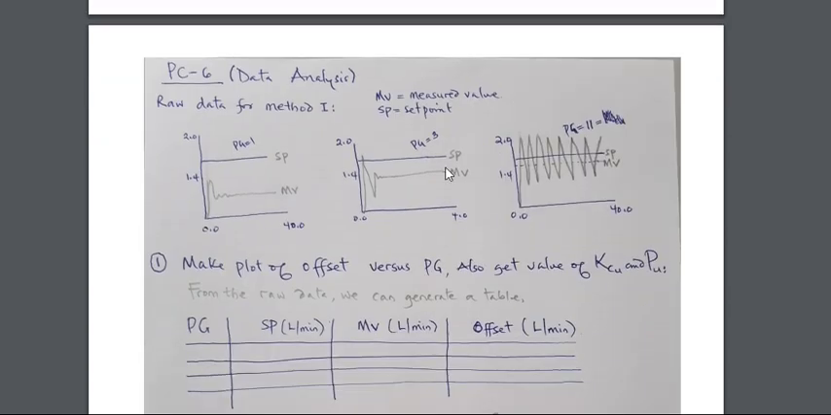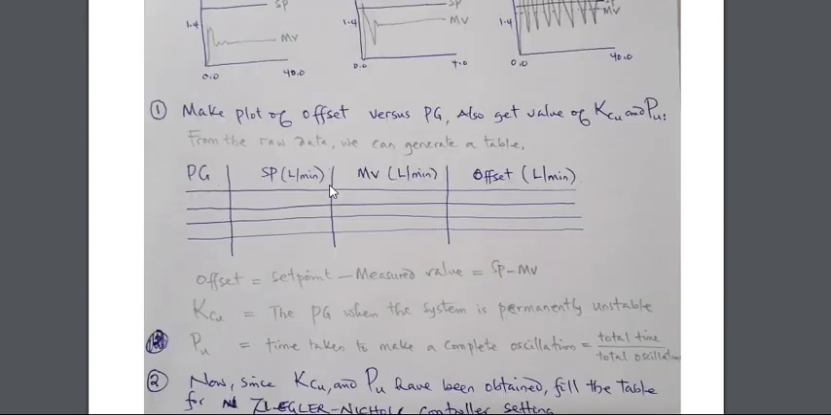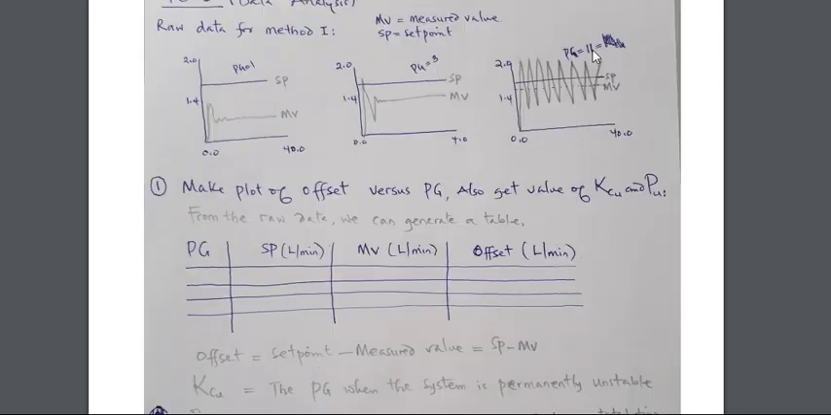The first thing we need to do is, from method 1, we have PG with the corresponding offset. So we should make a table like this: PG, set point, measured value, then the offset. Then we plot the PG versus the offset. This is one thing. Second, we try to determine KCU, which we have gotten as 11.